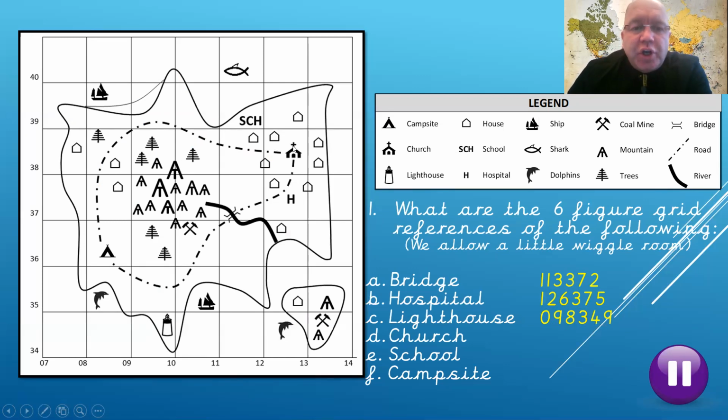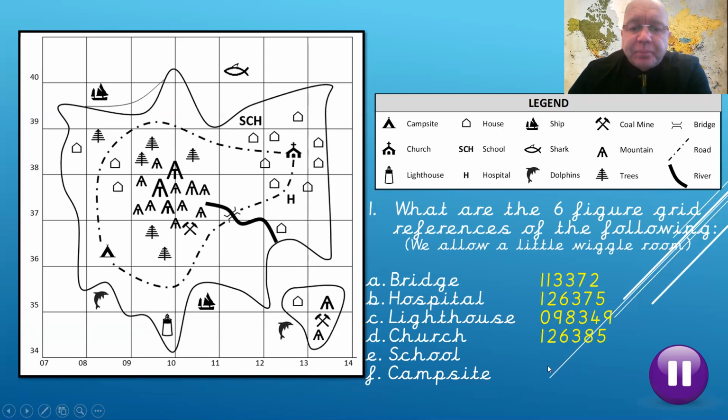What about the church? Well, the church is up here, and I've aimed for the middle of the church with my estimate. So I've gone 12.6, just past the middle, so 12.6, and then 385 puts us in the middle of the square there. Okay, so I've gone 12.6, 385. You might be 1 up or down on the 6 and 1 up or down on the 5.